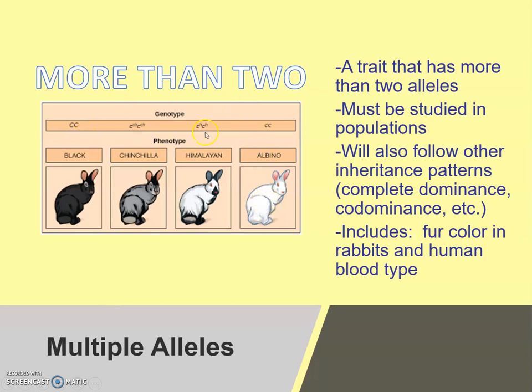And within these four, there is a hierarchy of dominance. So the two capital C's, the black, is dominant to all the others. The two lowercase c's, the albino, is recessive to all the others. So black is dominant to chinchilla, chinchilla is dominant to Himalayan, and Himalayan is dominant to albino. Actually, everybody's dominant to the albino.